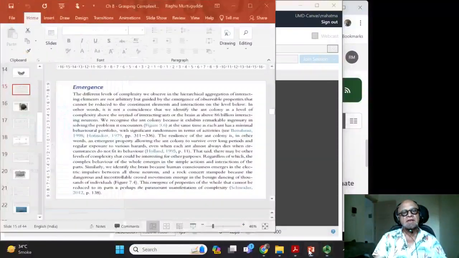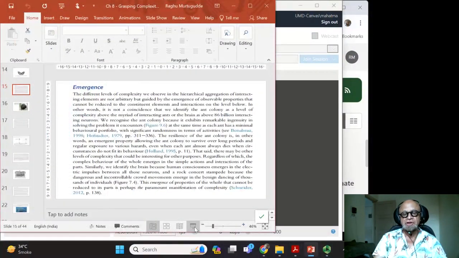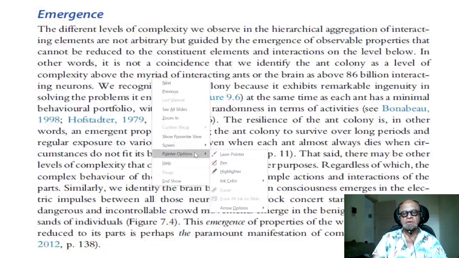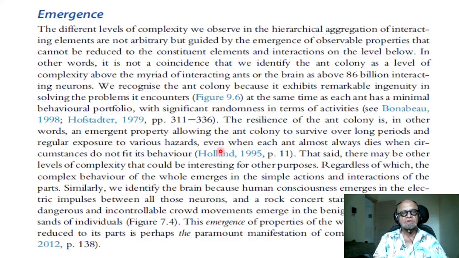Okay, so you should get an intuitive sense for another property of complexity called emergence. I used the term emergent solutions already, so let's read a bit about emergence here. The different levels of complexity we observe in the hierarchical aggregation of interacting elements are not arbitrary but guided by the emergence of observable properties that cannot be reduced to the constituent elements and interactions on the level below.